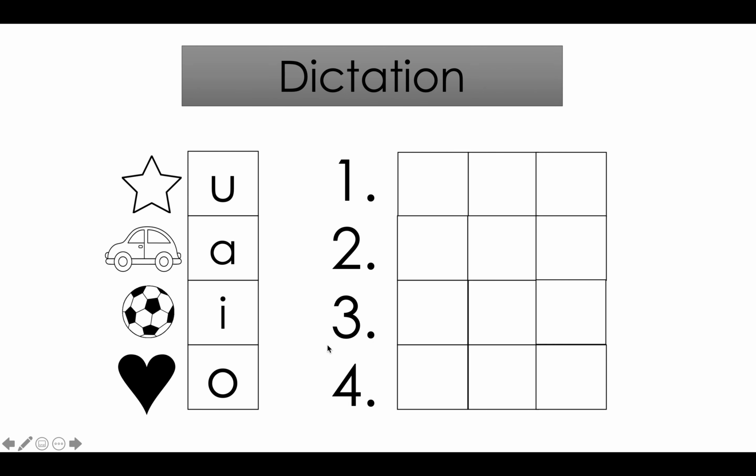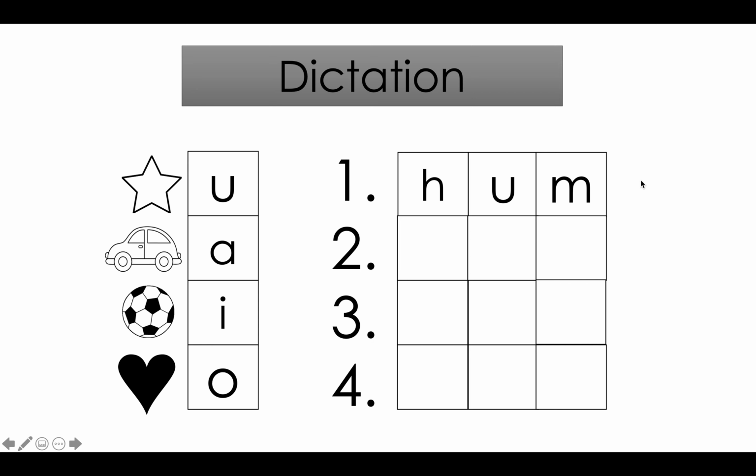Great job. Now let's write some words. The first word is hum. Pop or chop all the sounds in hum with me. What's the first sound you hear in hum? Write it. And the next sound in hum. And the last sound in hum. Great job. Give yourself a smiley or a picture.